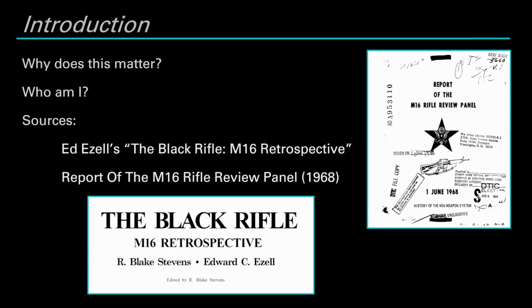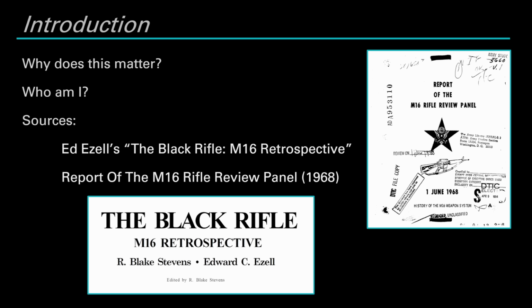The sources that I'll be pulling from for this presentation are Ed Ezell's The Black Rifle: M16 Retrospective and Report of the M16 Rifle Review Panel. These two sources have a wealth of information on understanding not only what issues the rifle faced, but what the effect of those issues were, what it took to solve those issues, and what actual failures in the rifle went away or changed or were improved or perhaps even worsened by each change that took place.